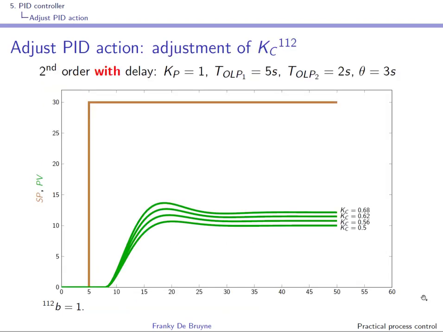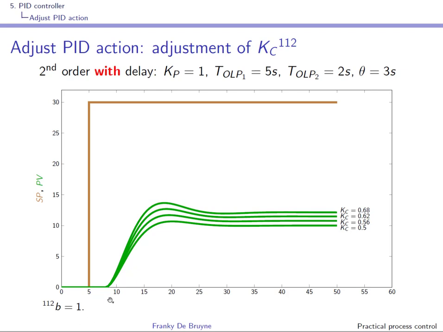Well, we can now look at the adjustment of the PID action, right? For the case of a second order system with delay, two time constants. The main time constant is 5 seconds, the secondary time constant is 2 seconds, and the delay is 3 seconds. And what we'll do is first tune a PI controller using this method 1, and then we'll adjust the derivative action, right? Here we work with B equal to 1.